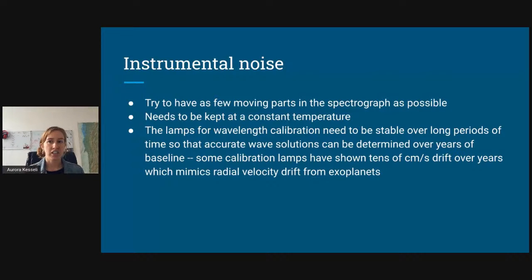And specifically talking about the calibration lamps, calibration lamps can show drifts in radial velocities on the centimeter per second level over years, which mimics the signal of an exoplanet with a period of a year. And so you have to make sure that you are testing these frequently, making sure that they're staying stable, and using really high quality materials for these instruments.